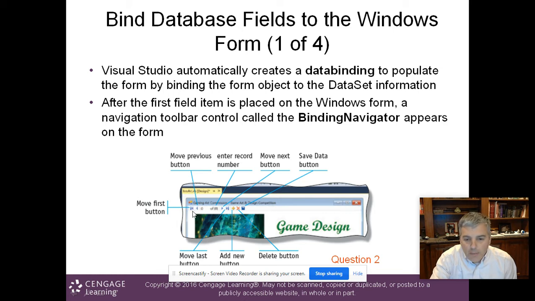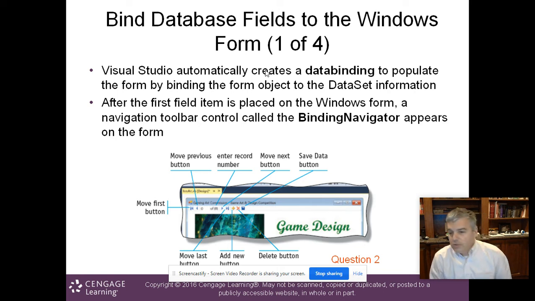So you have a couple controls here: move first, move previous, move next, move last, the little plus for adding a new record, X for deleting a record, and the blue disk for saving data. Okay, so those are all the functions that are automatically created with ADO.NET to interact with the database. And again, it's very similar to what you might see in the Access forms you've created.